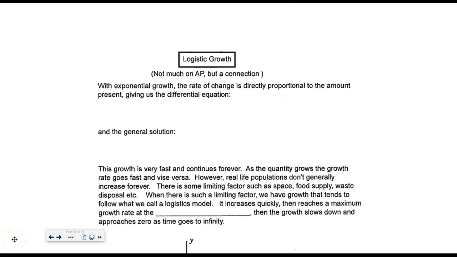All right, so with logistic growth, it's similar but more involved than your exponential growth. Remember when we did our exponential growth, we said dy/dt, the rate of change, is directly proportional to the amount present. As y grows, the rate grows faster. As the rate grows faster, y grows faster. So that gives us exponential growth, and we have a way of remembering that model as Ce^(kt), and we call that sometimes the sect model, all right?